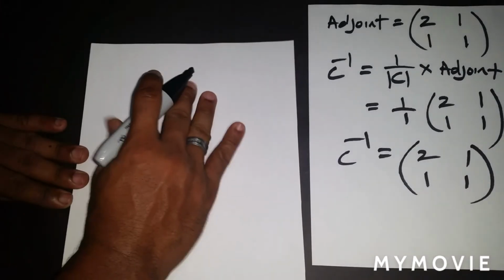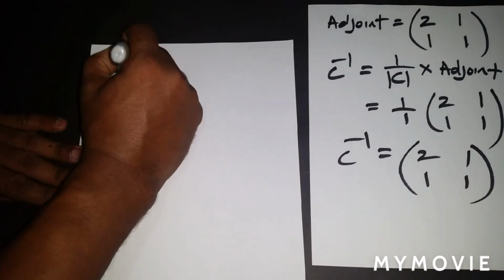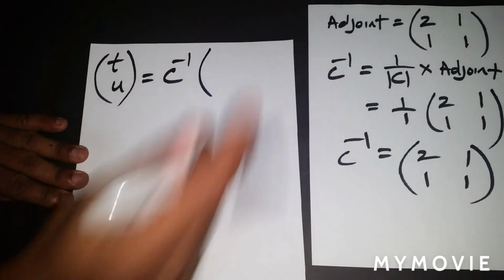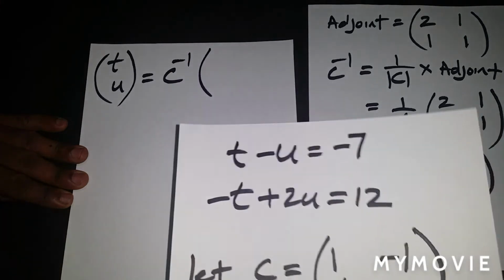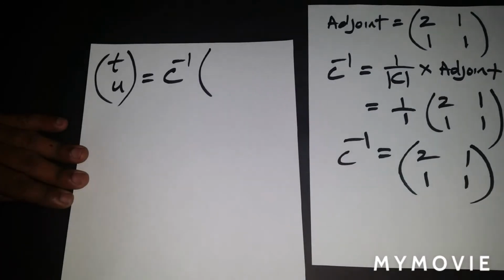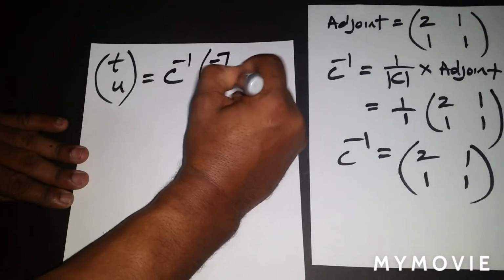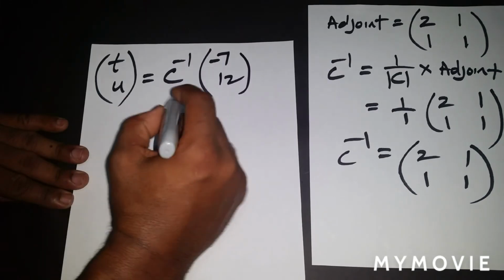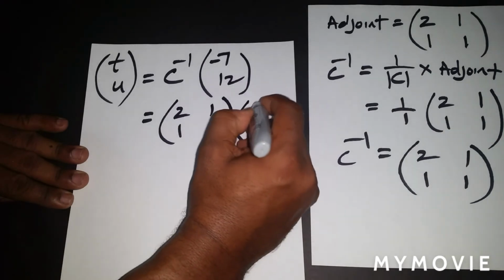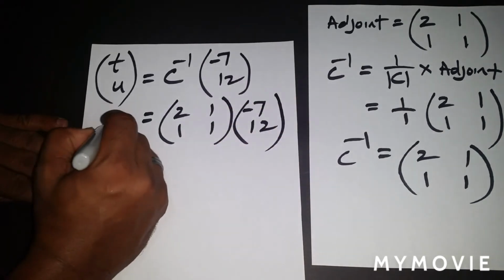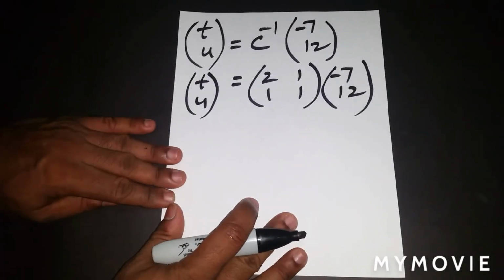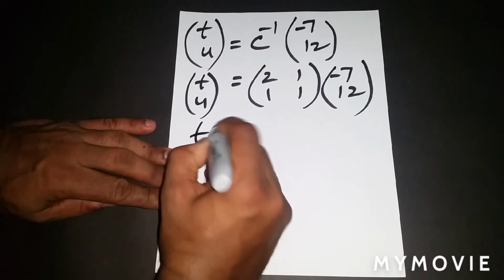So I'm going to write t u would be equal to the inverse of C times the numbers that are on the right hand side. And if you look close, the numbers on the right hand side are negative 7 and 12. So I'm just going to put negative 7 here and 12, and then proceed to multiply the inverse, which is 2, 1, 1, 1, by negative 7 and 12, and we should get the values of t and u. So let's go ahead.